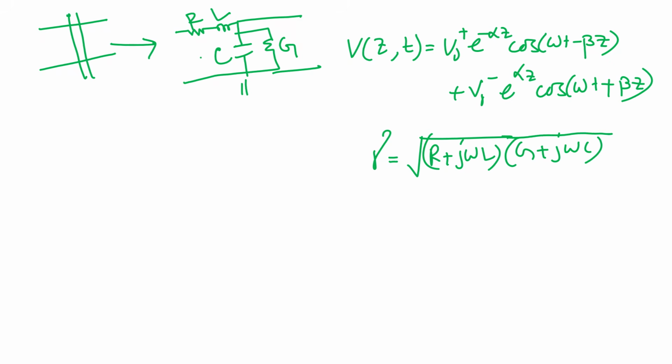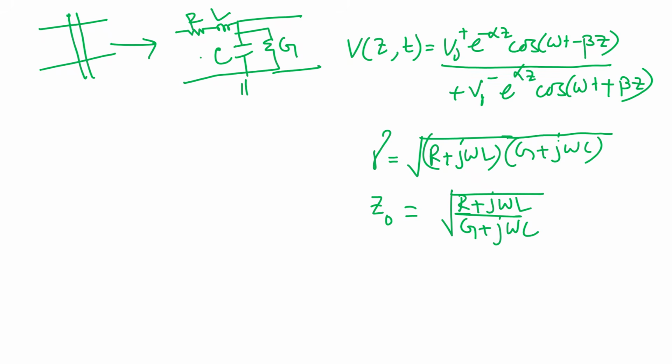Then for a transmission line there is one more important parameter, which is the characteristic impedance, equal to square root of (R plus j omega L) divided by (G plus j omega C). In the instantaneous voltage expression, the first term represents the positive z directed wave and the second term represents the negative z directed wave. V naught plus is the amplitude of the positive z directed wave and V naught minus is the amplitude of the negative z directed wave. Now these are the equations related to a lossy transmission line.